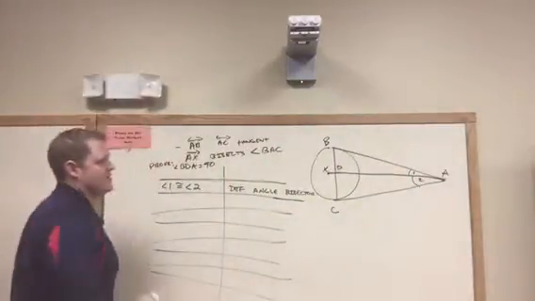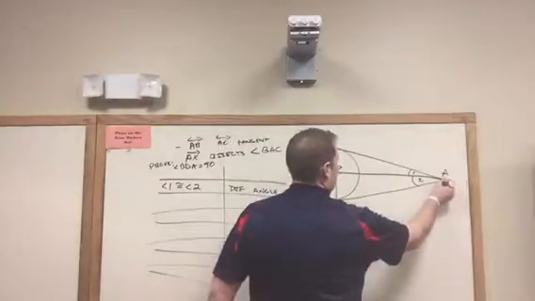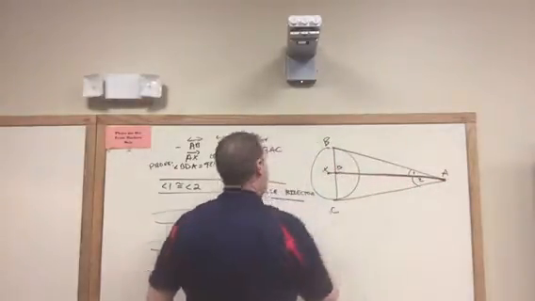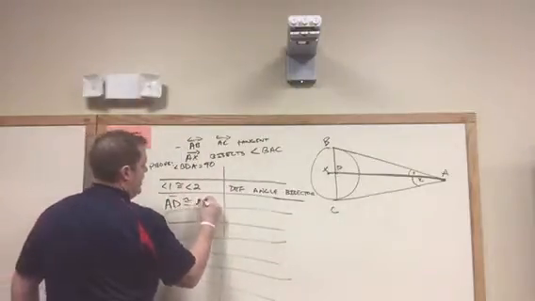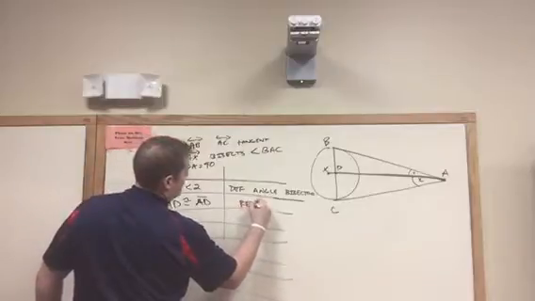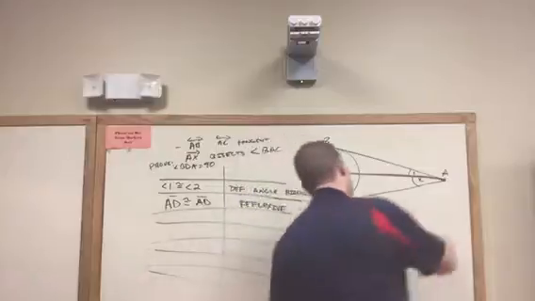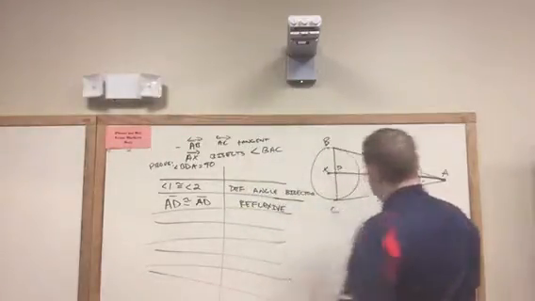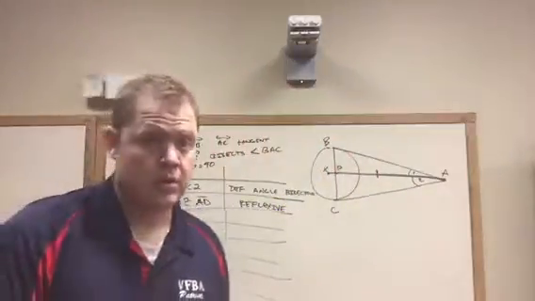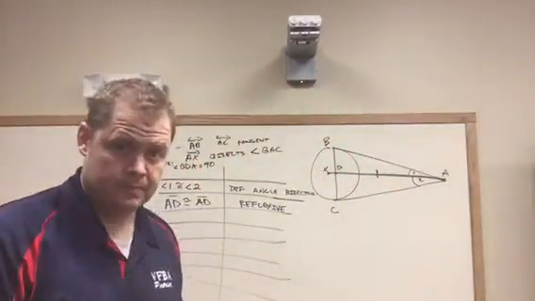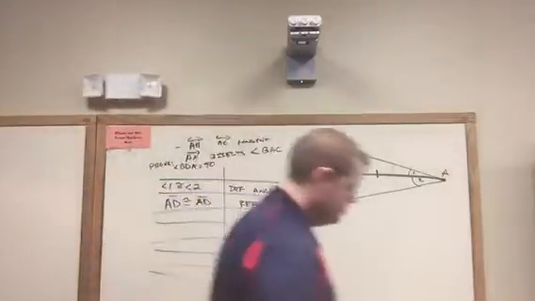What else do we see that is going to be the same in both triangles? The same in both triangles is going to be what? AD. Well done. So AD is congruent to AD. Reflexive. Okay? So far in our two triangles, what do we have? We have a congruent angle and a congruent side.